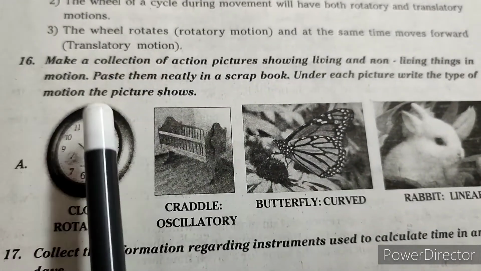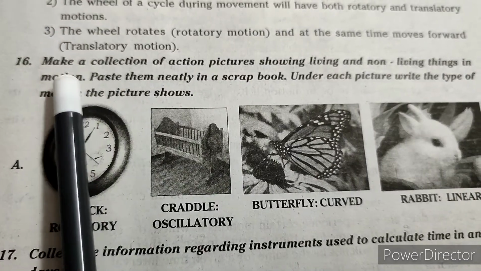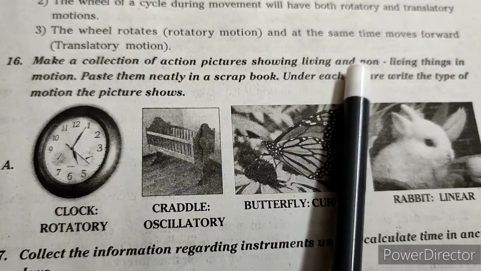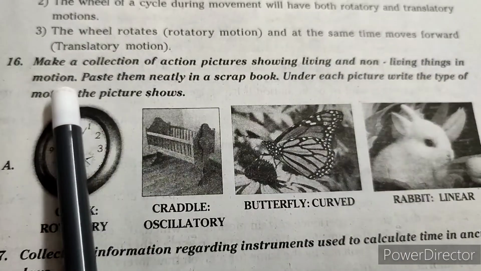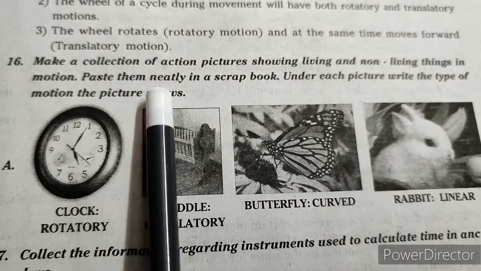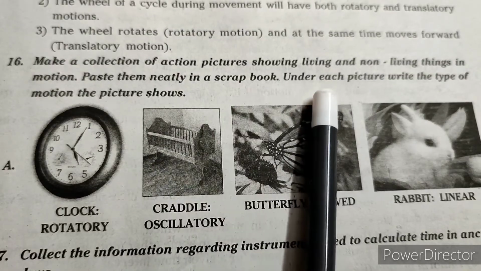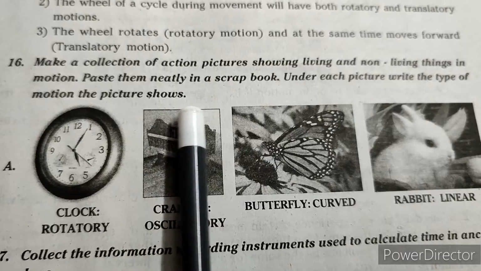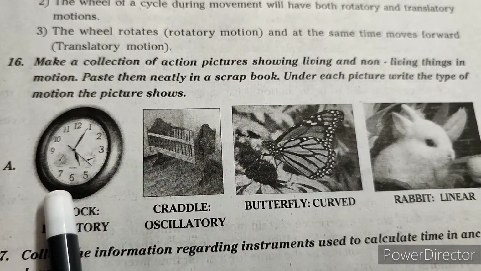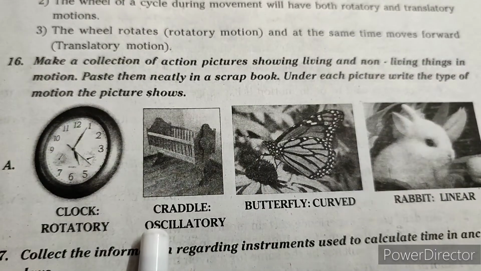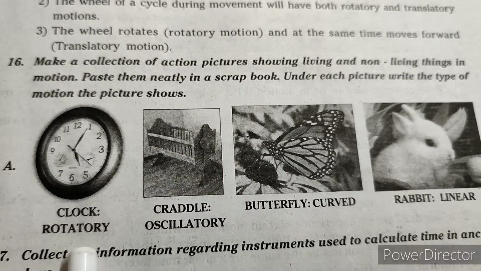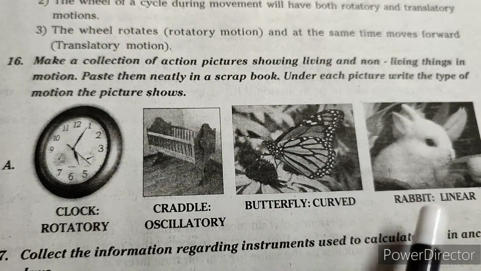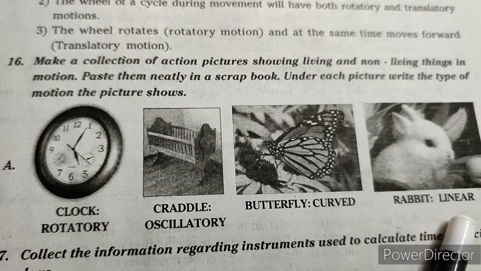Okay. Next, 16th one. Make a collection of action pictures showing living and non-living things in motion. Paste them neatly in a scrapbook. Under each picture, write the type of motion the picture shows. So this you have to do on your own. Here I have given some examples. You can see clock, rotatory motion; cradle, oscillatory; butterfly, curved; rabbit, linear.